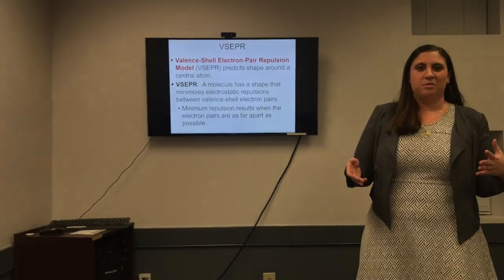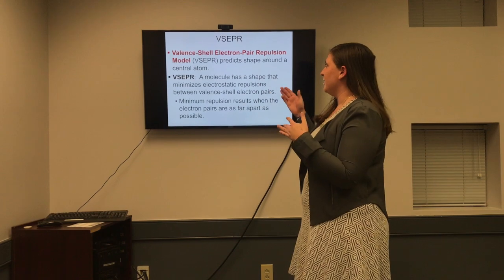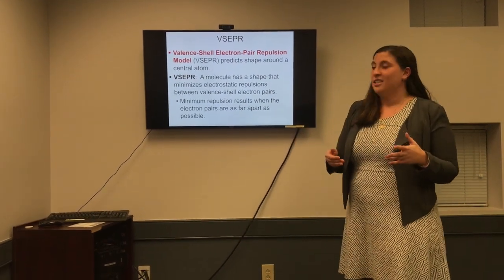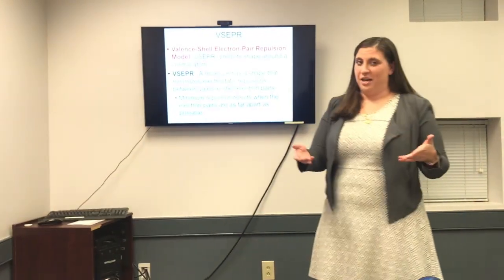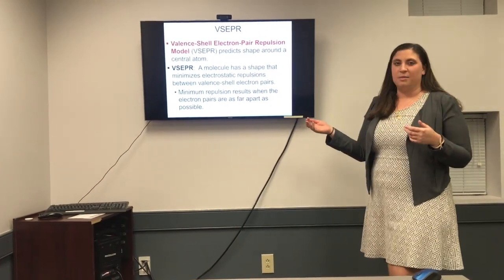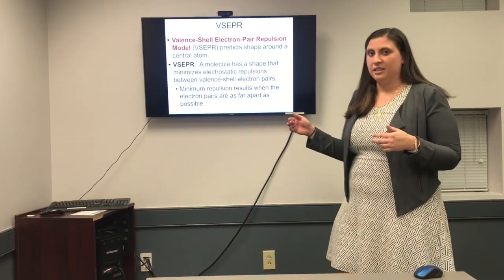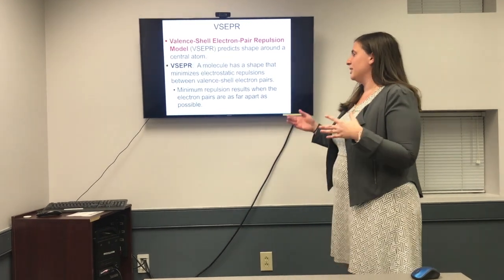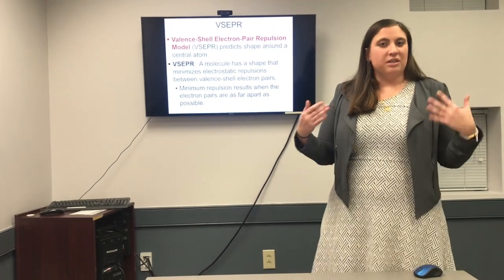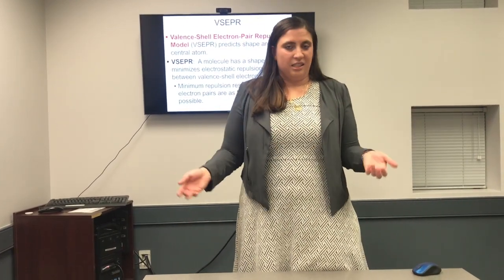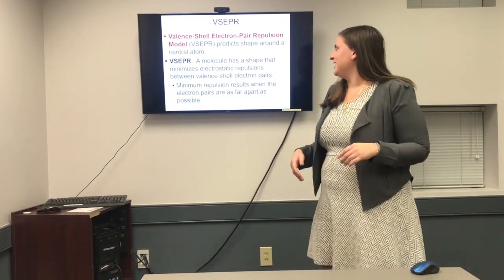So the first thing we have to know is what is behind this acronym. So it's actually VSEPR, which stands for Valence Shell Electron Pair Repulsion Model, which predicts the shape around a central atom. So a molecule has a shape that minimizes the electrostatic repulsions between valence shell electron pairs. And this is when the minimum repulsion results when the electron pairs are as far away as possible. So saying all these words sounds super confusing, and you're probably like, why is she telling us all this? But you'll find out in the upcoming slides about why I'm saying all these things.